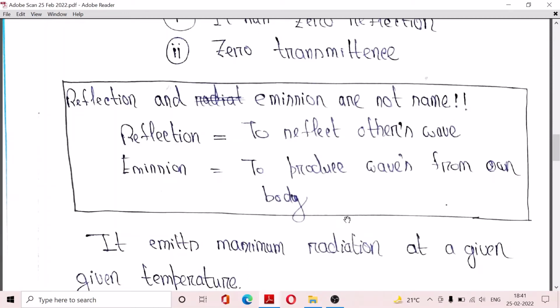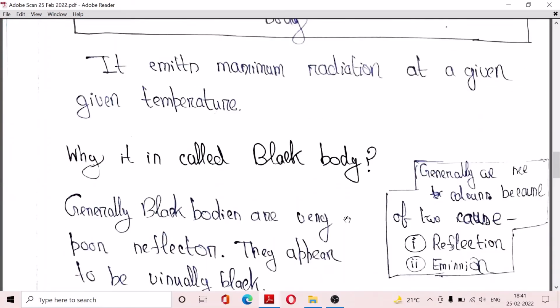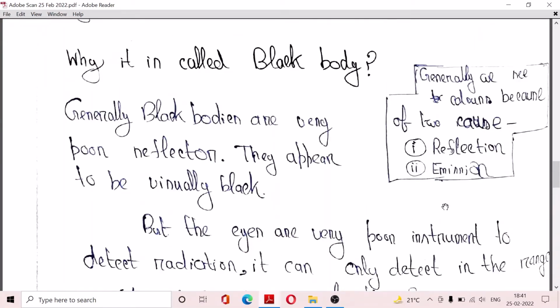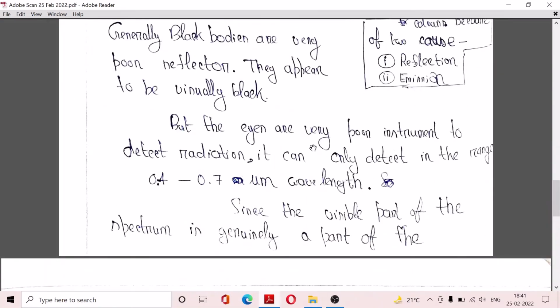Now we have to remember that reflection and emission are not the same. Reflection means to reflect others' waves, and emission means to produce waves on its own body. Now we will learn why we call a black body a black body. Black bodies are very poor reflectors, so they appear visually black. But to judge it, our eyes are a very poor instrument to detect radiation. They can only detect radiation in the range of 0.4 to 0.7 micrometer wavelength.